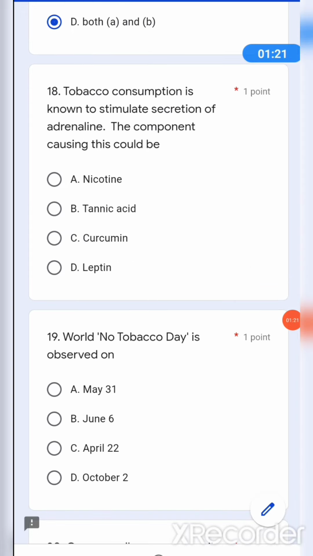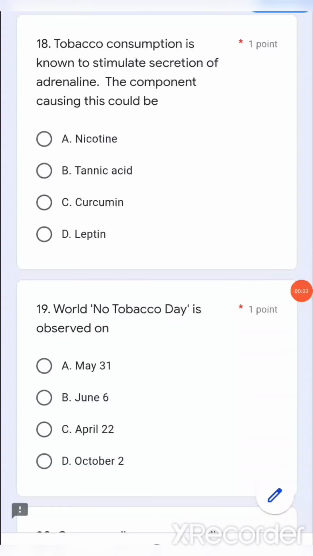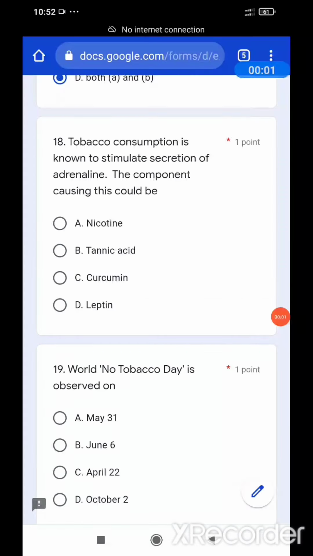Tobacco consumption, health and diseases. 18. Tobacco consumption is known to stimulate secretion of adrenaline. The component causing this could be nicotine.